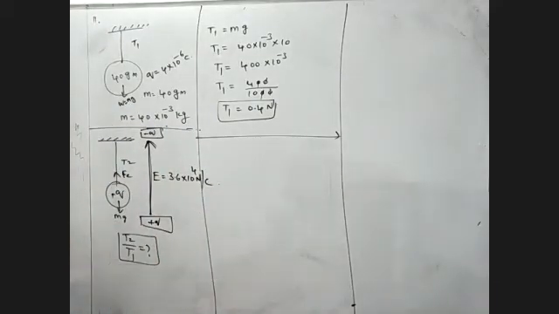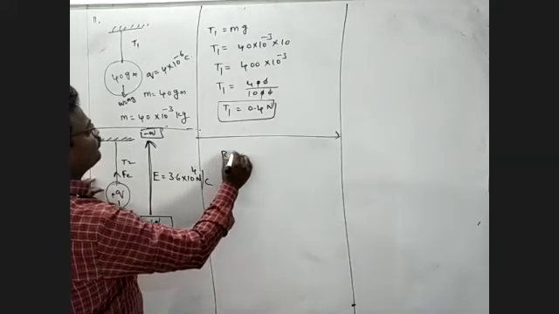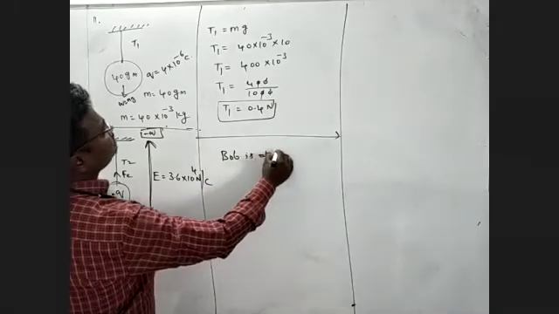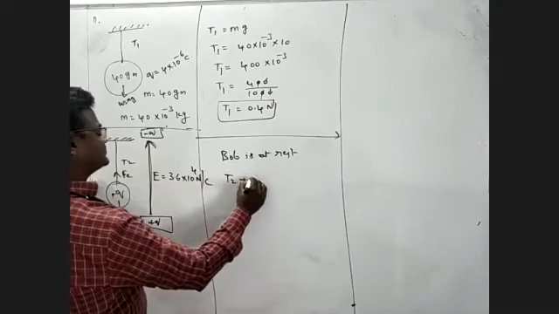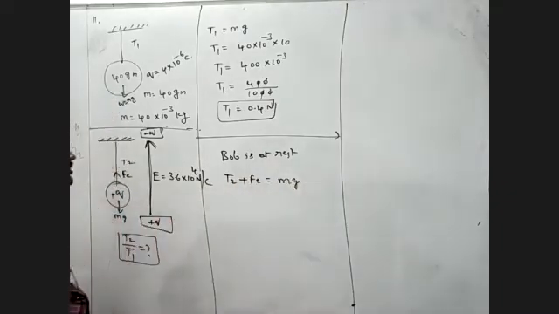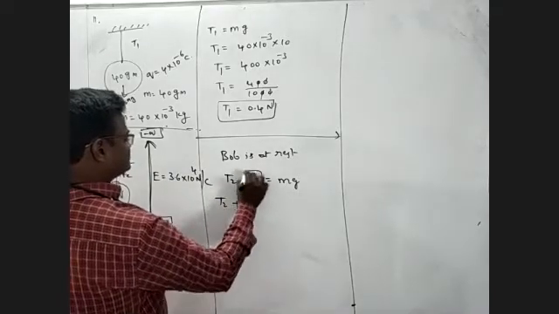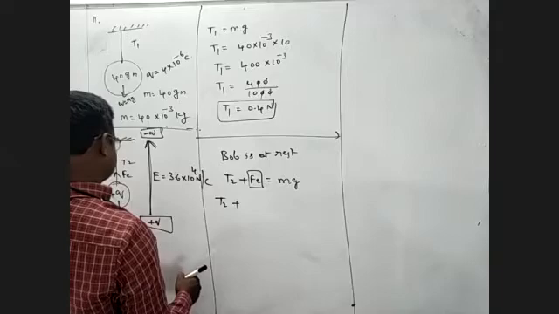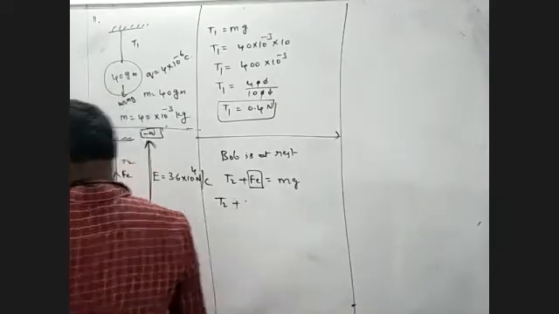Now for T2 by T1. You see here the bob is at rest. At rest, the upward force, T2 plus F, is equal to mg. That is the mg. Now what is T2? T2 plus F, where F is the electrostatic force between the two charges, that is EQ.